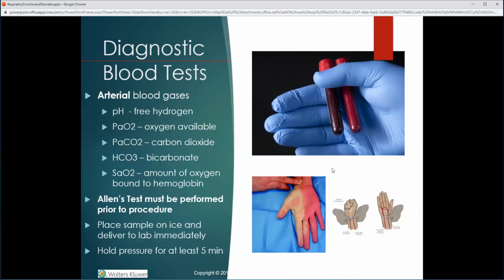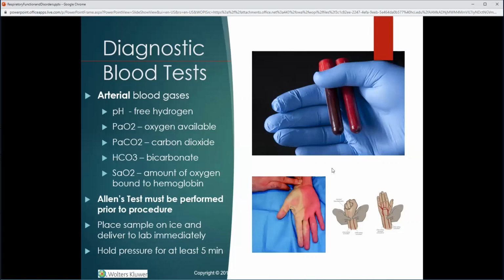ABGs, we already talked about that. ABGs, the most accurate way to assess the oxygenation of the blood, most accurate. pH, we already know that's the free hydrogen floating around in the body. pH is going to tell me, are they acidotic or are they alkalotic or are they normal, right?